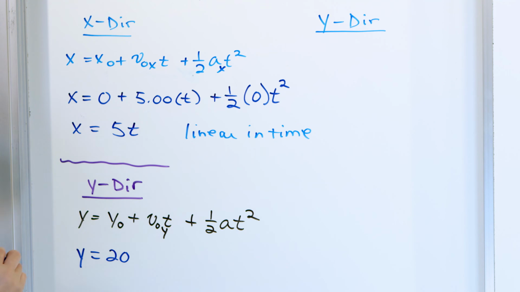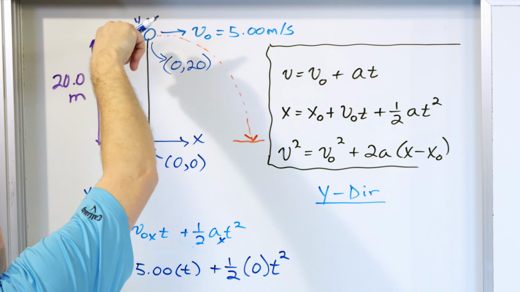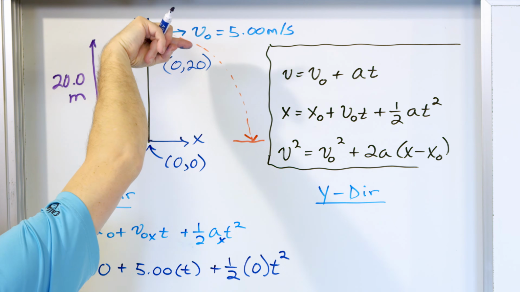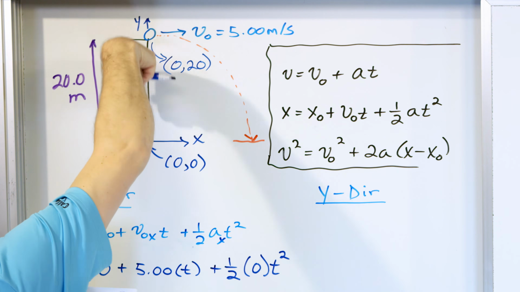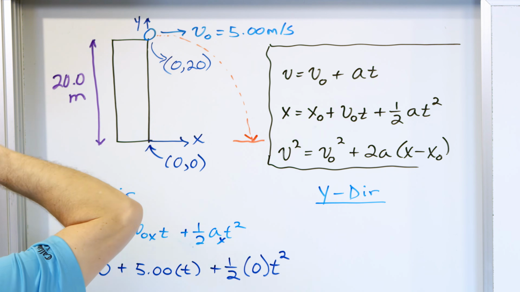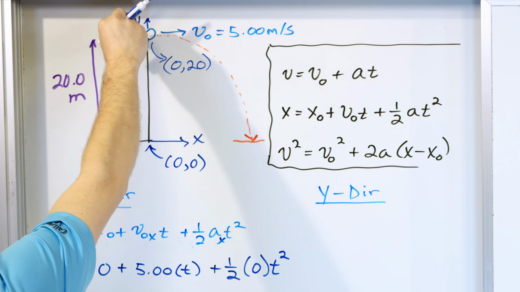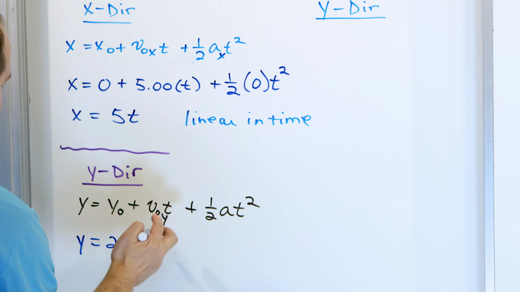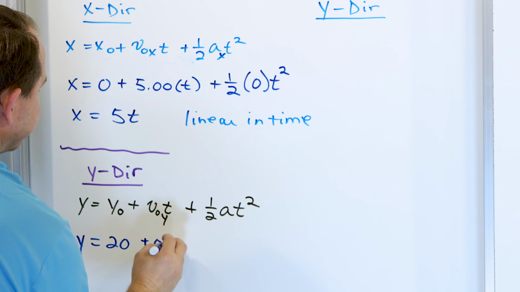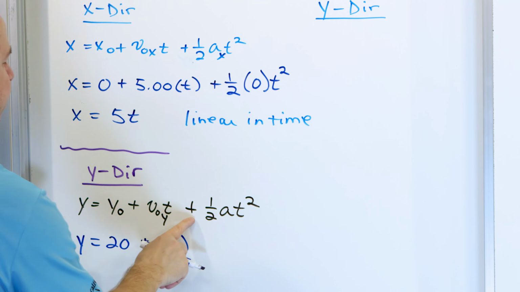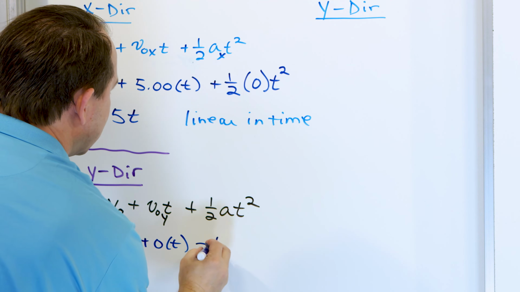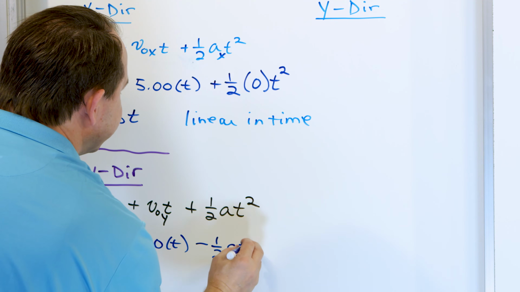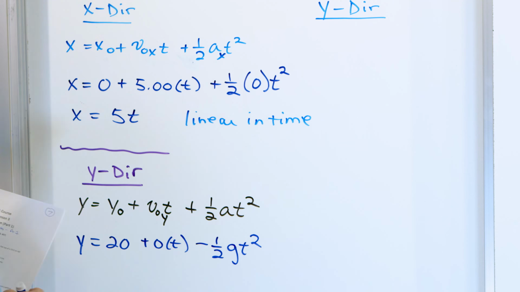That's very important. What's the initial value of the velocity in the y direction? Well, I was kicking it only horizontally, so I gave it 5 meters per second this way, but there is no vertical component of velocity. The ball is not initially moving in the y direction, so this becomes a 0. So 0 times time, right? And then plus 1/2 a t squared, I'm going to change it to minus 1/2 g t squared, because g is gravity.